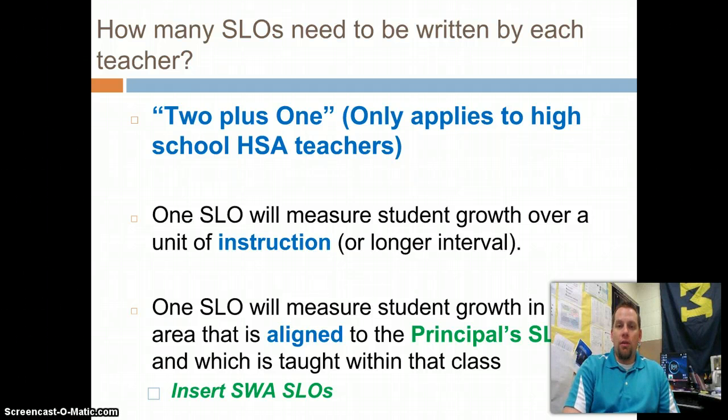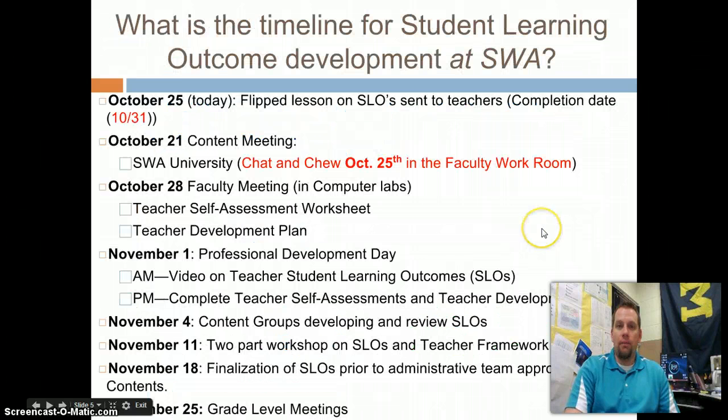One of your SLOs will be based on an instructional goal, based on a long interval. Sometimes it's a unit, and some of them will be based on years. You can determine that with your department chair. Your other SLO will be aligned with the principal's student learning outcomes for the entire school. You will learn more about those on October 28th.